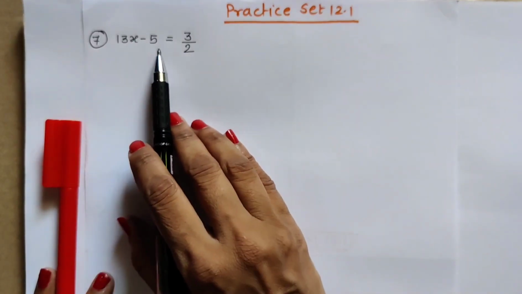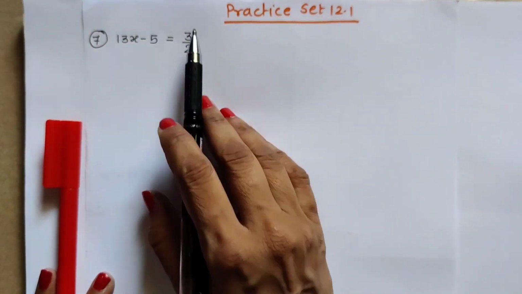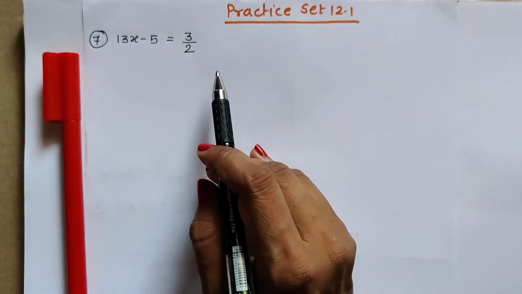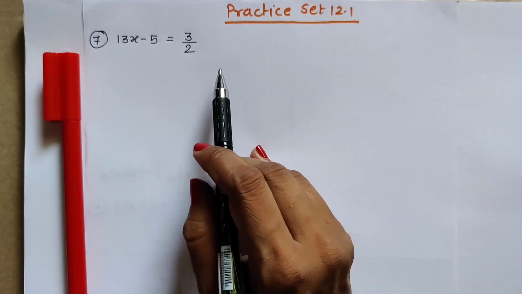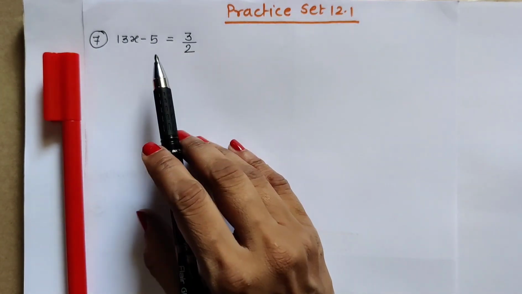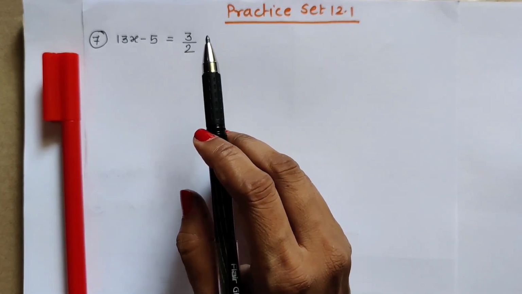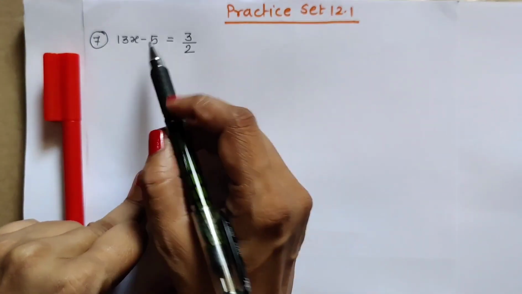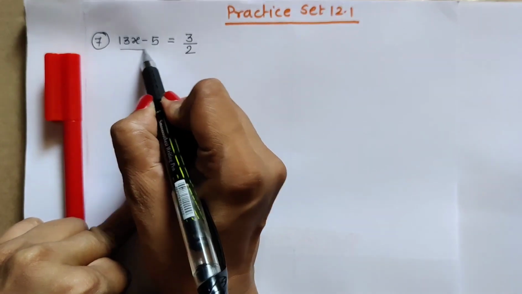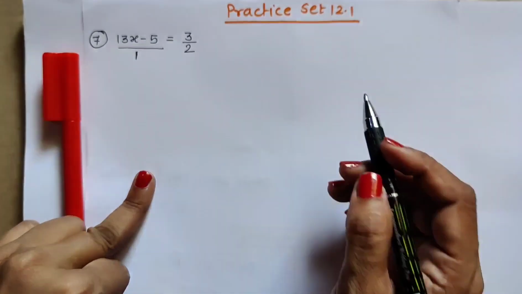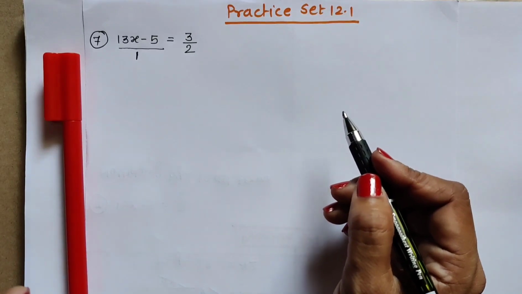7 sum: 13x minus 5 is equal to 3 upon 2. Here we can see a fraction on the right hand side. So when a fraction is there, either we can multiply all the terms of the equation by the denominator, or we can solve it by the cross multiplication method also, because 13x minus 5 has nothing in the denominator, meaning 1 is there, so we can cross multiply and make the equation simple.